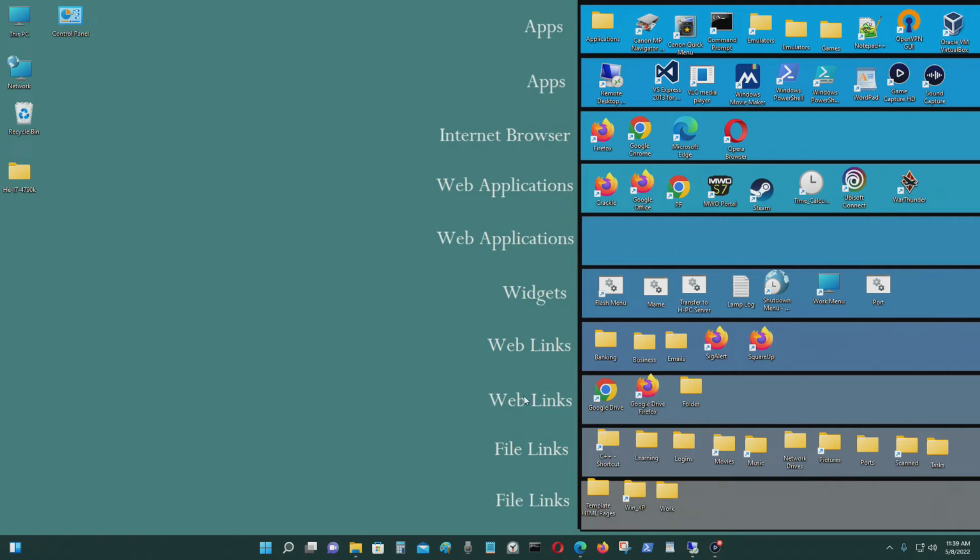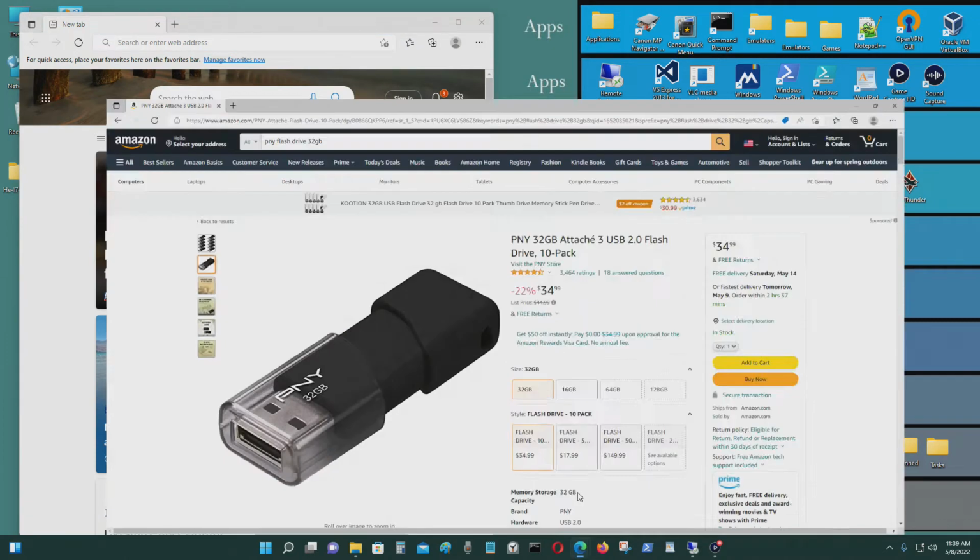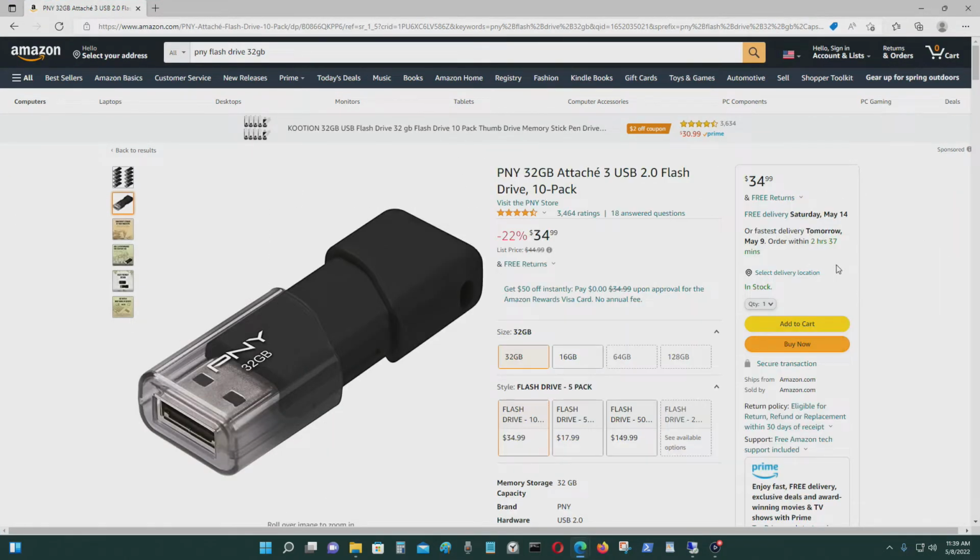Okay, today I'll be testing out this batch of USB drives that I bought from Amazon. So it's this right here. It's PNY 32 gigabyte USB 2.0. So it's a pack of 10. So I bought these because it was pretty inexpensive.